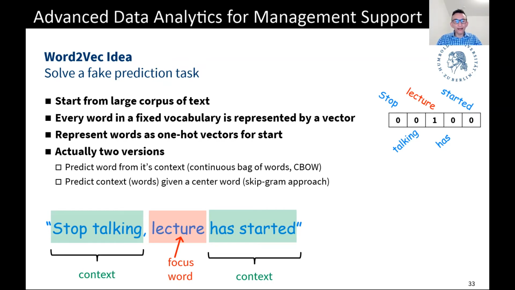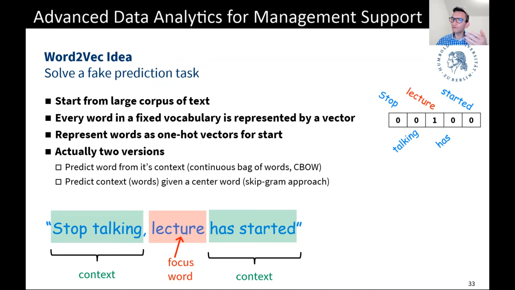And let's say we are interested in the word lecture, make that our focus word, and we can construct a fake prediction task in which we forecast the occurrence of the word lecture given the context "stop talking has started." You see my point? This is what I mean by fake prediction task. We just partition the words that we have in a sequence of text into context word and target word, or target words. And then we're trying to predict the target word using the context.